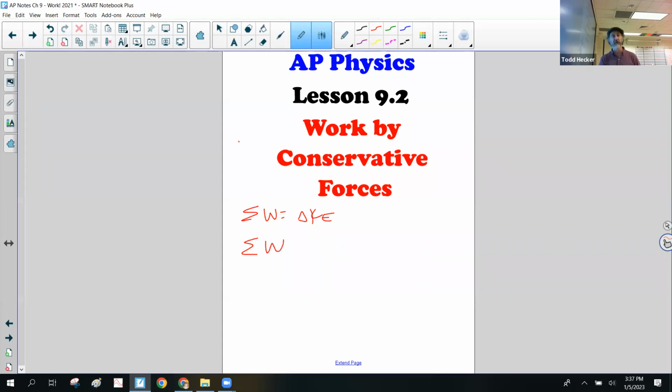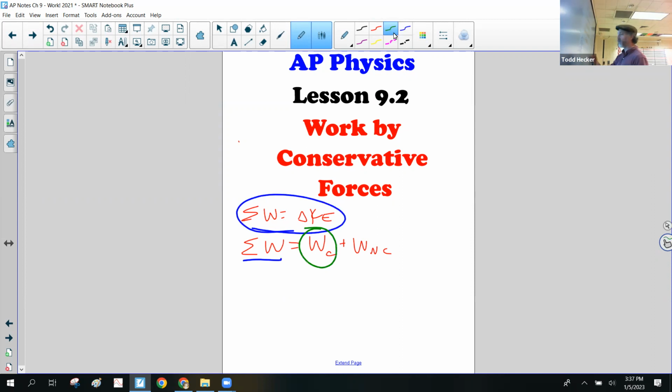An interesting way of thinking about your net work: remember, your net work is the total of all of the different works done, the work done by force number one, plus the work done by force number two, etc. So we can also break that up. We can say the net work is the work done by all of our conservative forces, plus the work done by all of our non-conservative forces. In the last video, we focused on the non-conservative element. In this video, we're going to focus on the work done by the conservative forces.